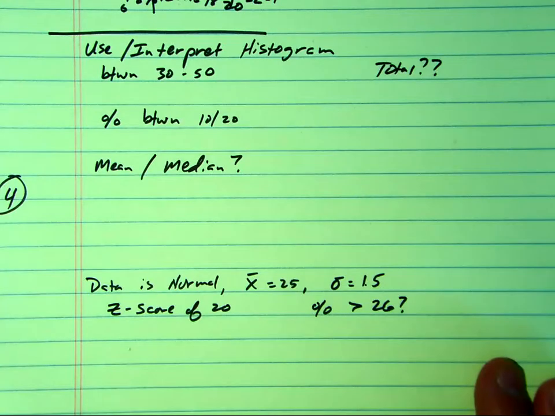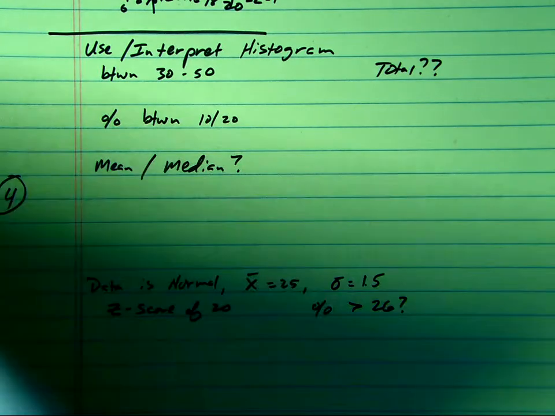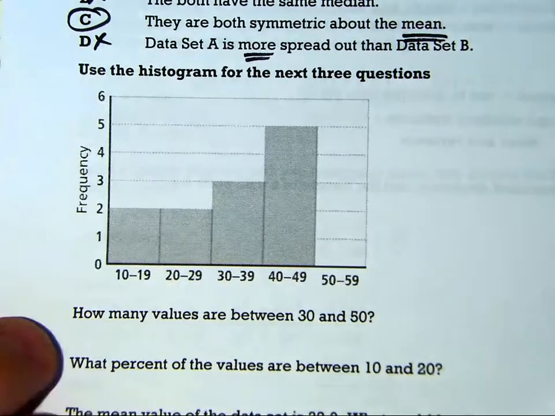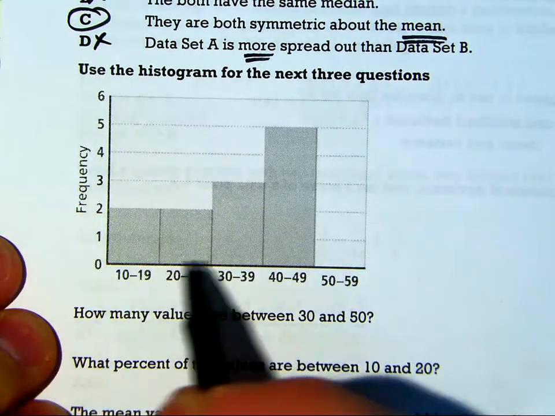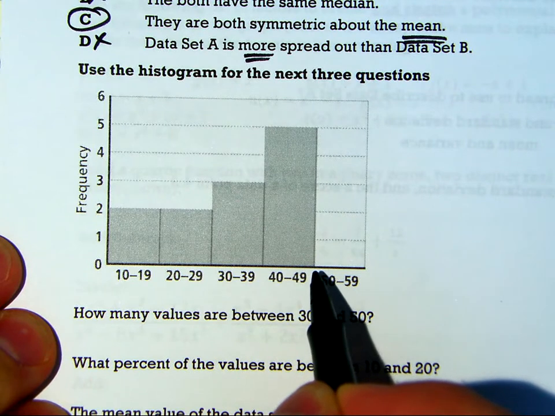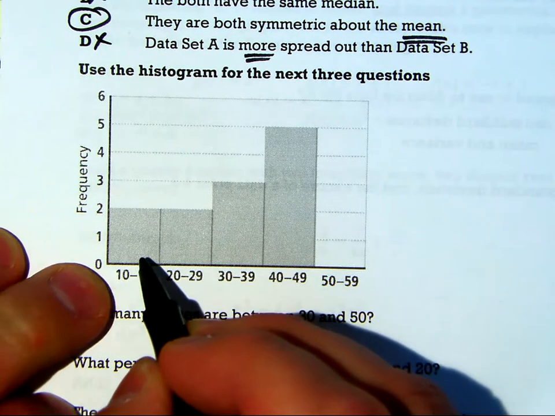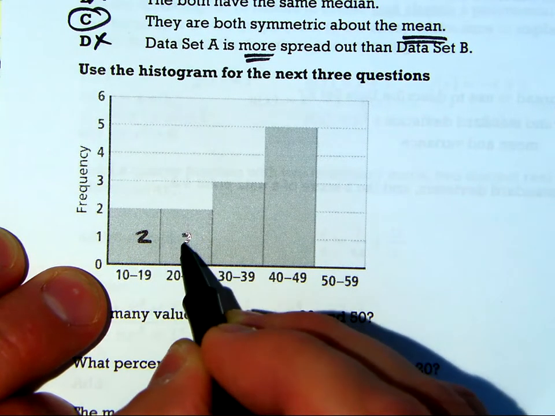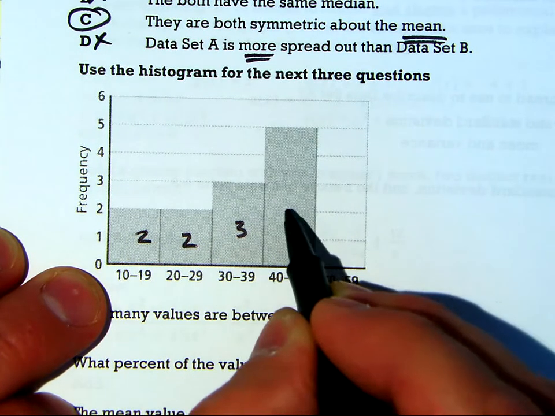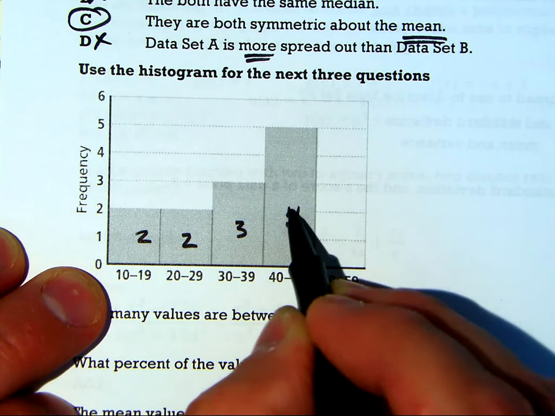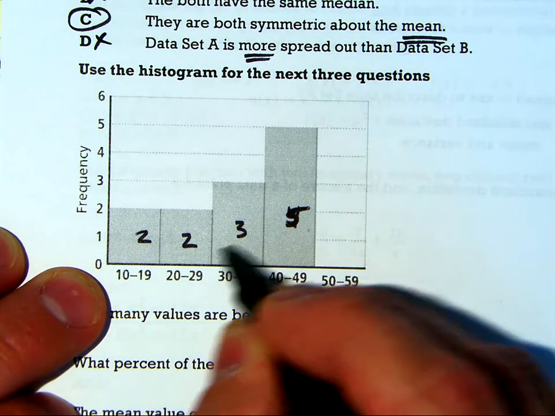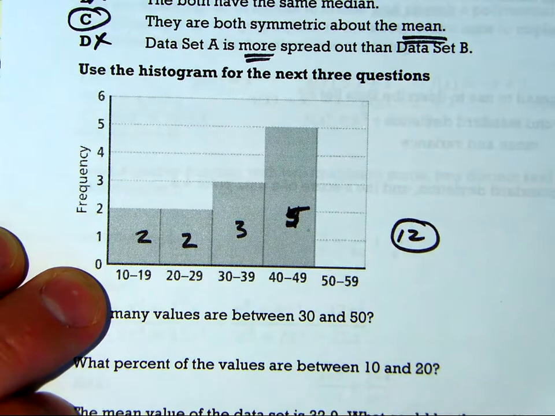Okay. Here are the questions they're asking you about this histogram. Let's do a little bit of counting. It looks like we've got data spread from 10 up to 49. How many in this block? 2. How many in this block? 2. How many in this block? 3. How many in this block? 5. How many total data points do we have? 8, 12. That's how you count and find out how many total data points.